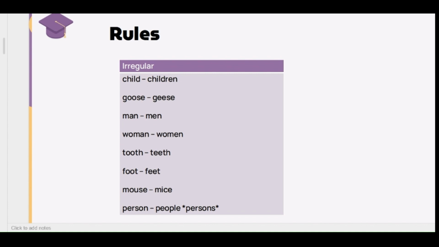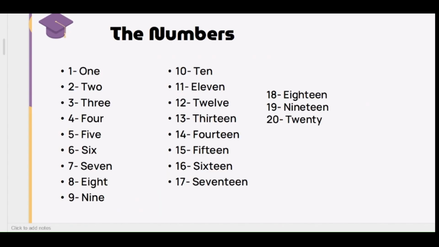And here we have some irregular words. So, for example, child in the plural form is children. Goose is geese, man is men, woman is women. Numbers, well, we practice the numbers throughout the course, so I don't think you have any problem with this. But do you want to say the numbers? Do you want to count from 1 to 20? No, it's okay. Perfect. So you don't have any problems with that.